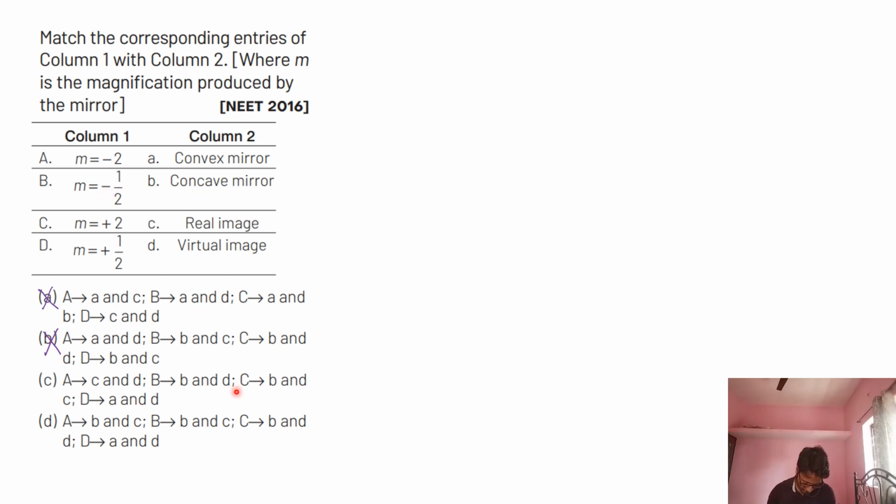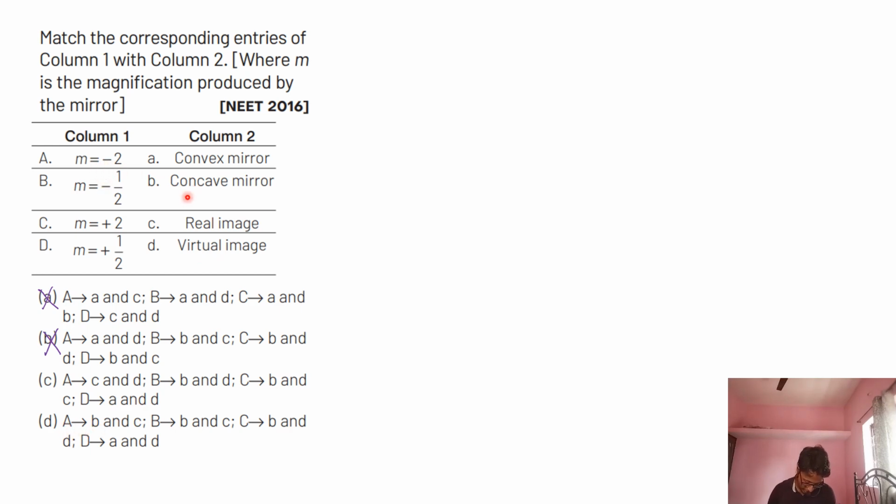C goes to b, C plus 1 by 2 can be. A concave mirror can have a virtual image when the object is from focus to pole. The virtual image is from infinity to pole. So it can be. And D, A and D, that means plus 1 by 2, A and D virtual image, it can be.